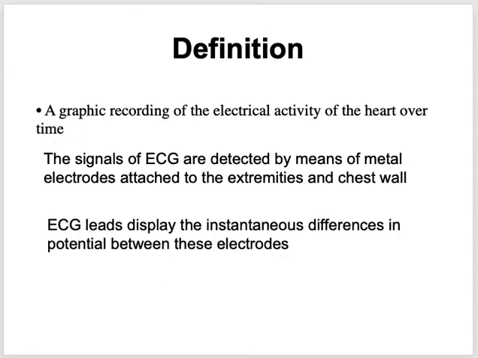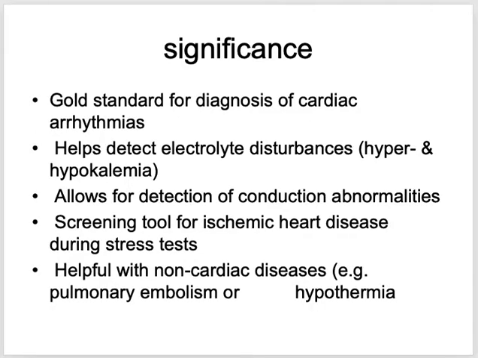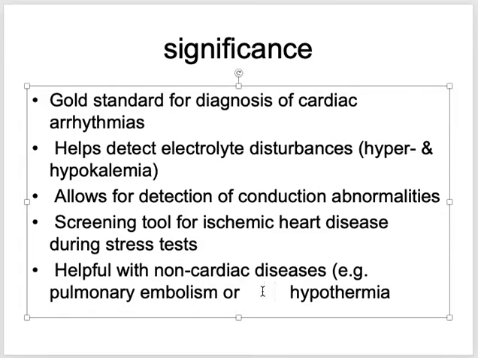Now, why are we studying ECG, or why is this important? Simply because it records the heart's electrical activity. This is the gold standard for diagnosis of cardiac arrhythmia. Whenever there is any electrical abnormality, ECG can pick it up quickly. It can also detect electrolyte disturbances like hyper and hypokalemia. It can detect conduction abnormalities. It's a screening tool for ischemic heart disease. And it can be helpful with some non-cardiac issues like pulmonary embolism or hypothermia. Of course, the explanation of these things will be given later.